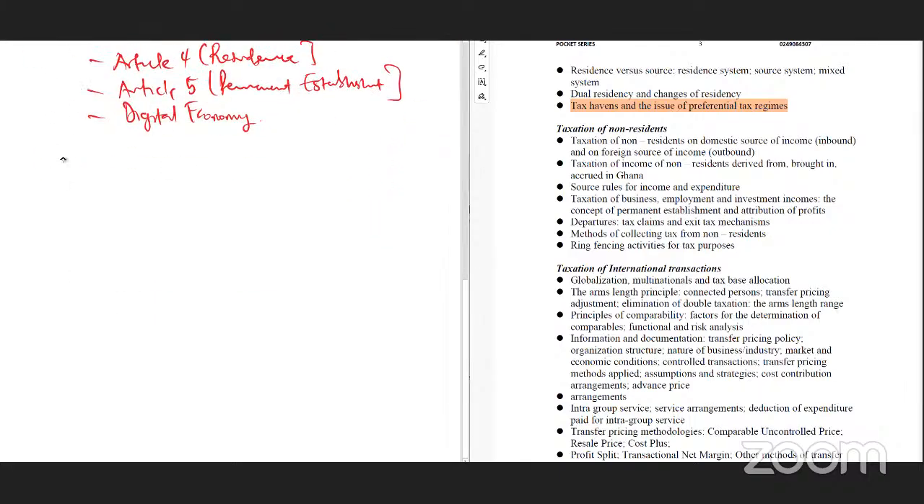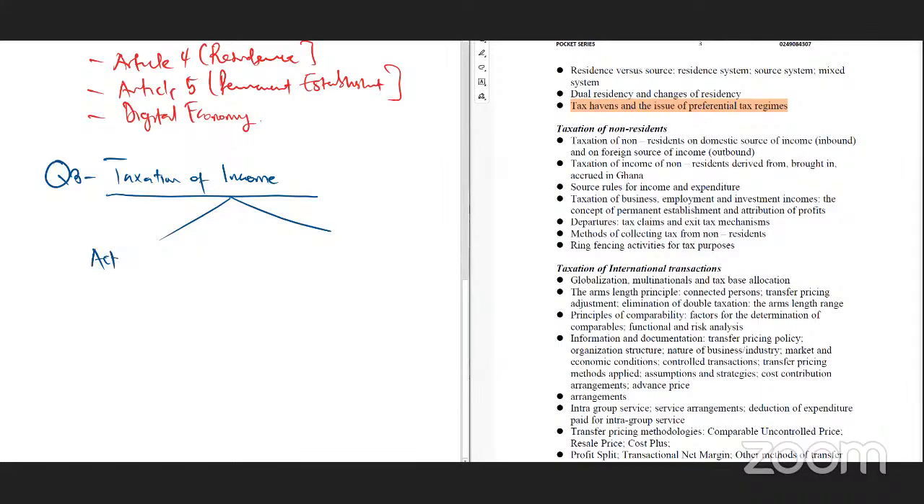So we go to question 3, and question 3 is very broad, so I'll use a different color for it. The red ones are very cheeky and important. So question 3, let's call this the taxation of income, right? So the taxation of income, very broad. So this one starts from, we've seen article 3, 4, 5. So the taxation of income, I will break it into 2. Okay, so we have the taxation of active income.